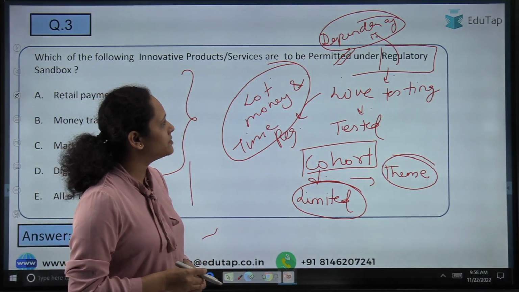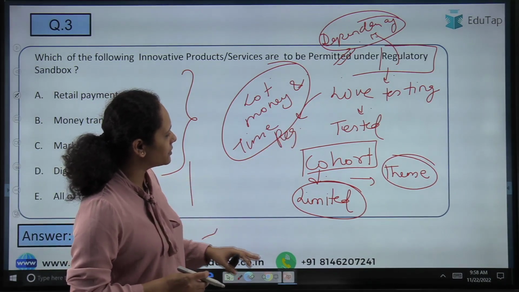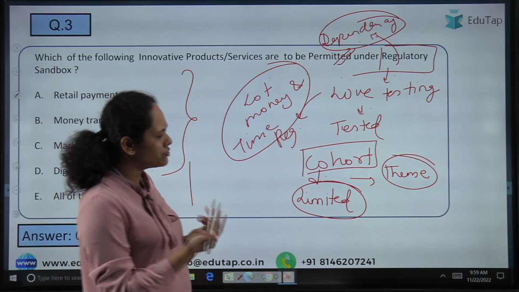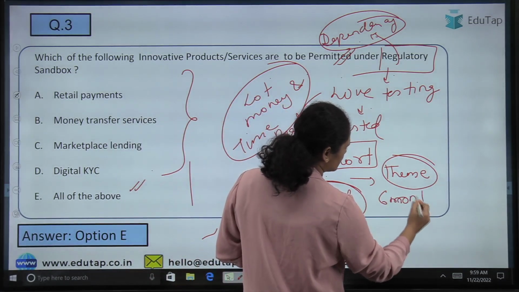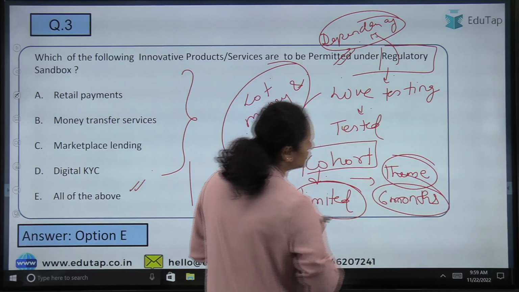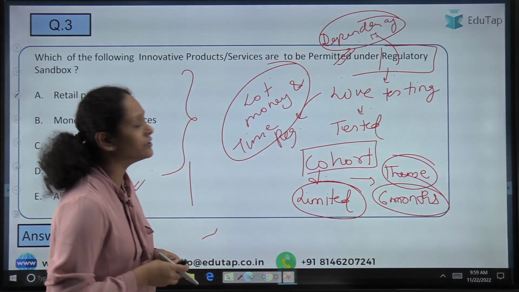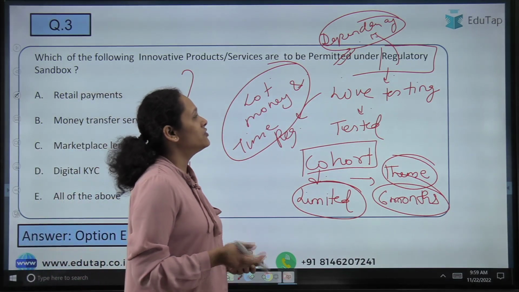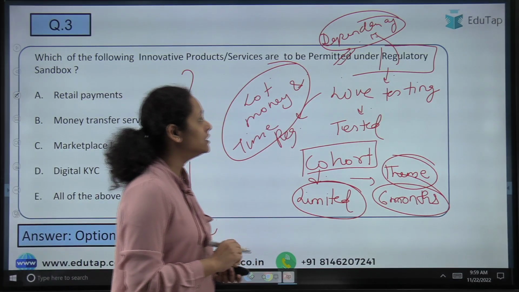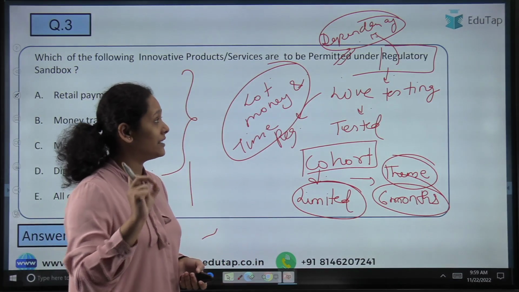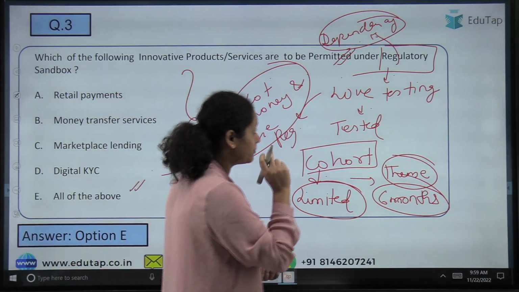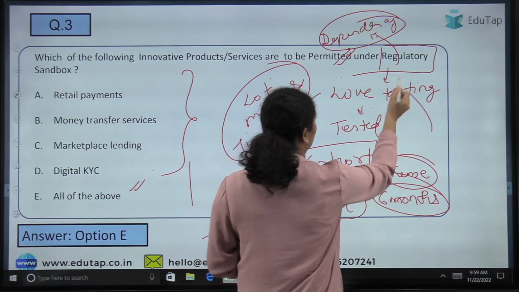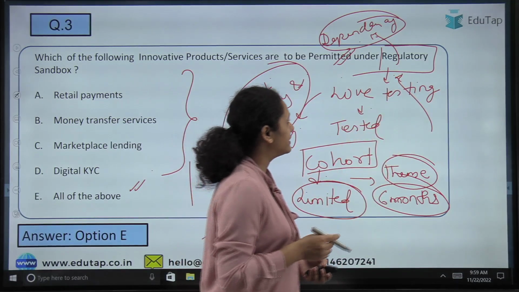Understand that this happens in a phased manner, and its time limit is usually restrained to 6 months, but it depends on the type of sandbox or the type of innovation involved. So now you have to tell me which entities, or rather what should be the net worth of the business that can participate in this regulatory sandbox.